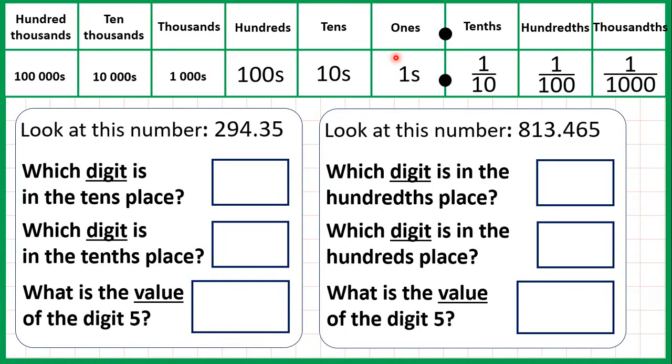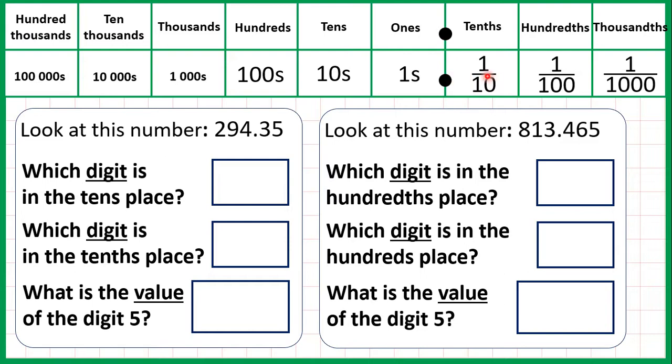So here we have a place value chart, and we know that we have ones, then tens, hundreds, thousands, 10,000s, and 100,000s. But there are also place values beyond the decimal point. The decimal point separates values that are 1 or larger from values that are smaller than 1.